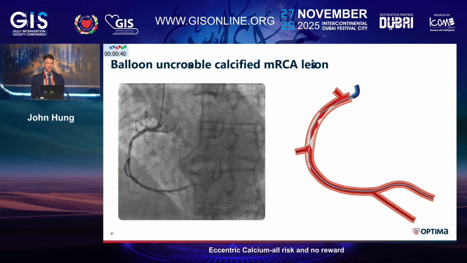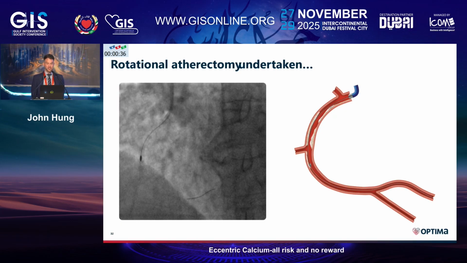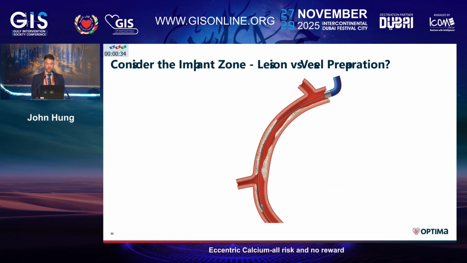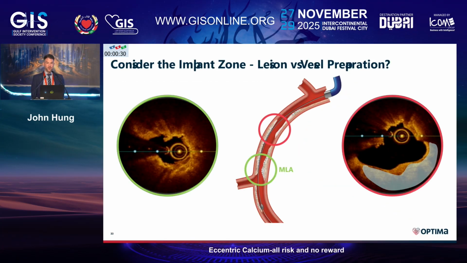If we just look at this case example very quickly, this is an uncrossable mid-RCA lesion. An atherectomy was performed. And you can see in the imaging that at the green site of MLA, there has been some modification. And more proximally, where the red circle is, there's also been some modification at the top. But at the bottom of the image, there is a big plate of eccentric calcium that has not been touched.